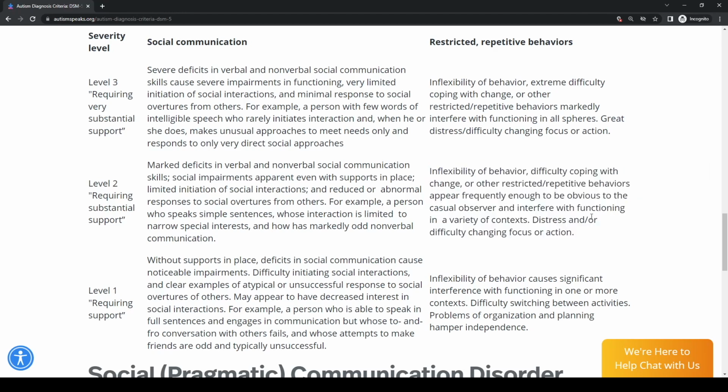I'm telling you on a personal level how it would look. Okay, so level 3 is anything that is worse. From level 2 to level 3, sometimes the gap can be huge. We're talking about going from verbal to non-verbal, meaning they cannot really talk. Very, very limited initiation of social interactions.